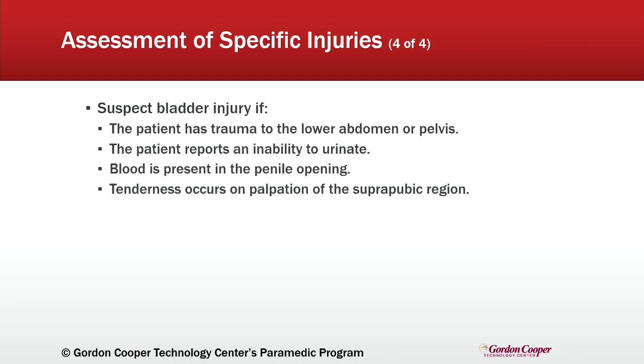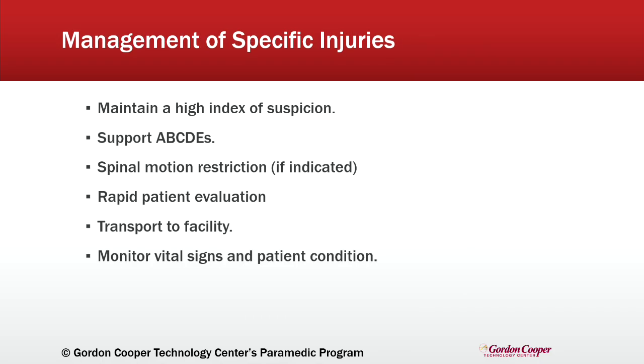You should suspect a bladder injury if the patient has any of the following: trauma to the lower abdomen or pelvis, the inability to urinate, blood in the urine, tenderness upon palpation of the suprapubic region, or if there's an ultrasonography that has been used in the field with increasing frequency. This ultrasound can actually help pinpoint whether or not there is a bladder injury.